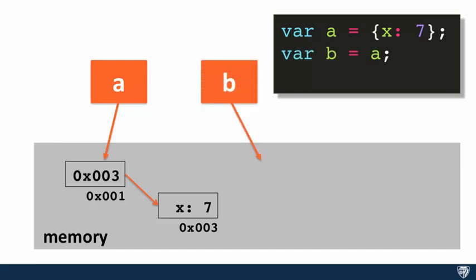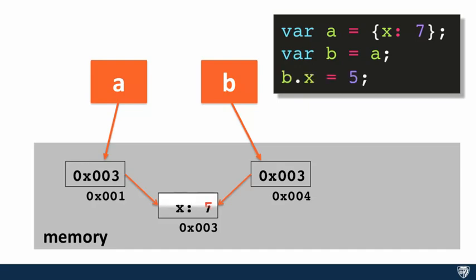Then when we declare variable b and set b equal to a, what's actually happening is that, again, the value of variable a is copied into variable b. The value is 003, a memory location. It's copied into b, so b now, even though it's sitting at memory location 004, has a value that is another memory location, 003. So what ends up happening is they're both pointing to memory location 003.